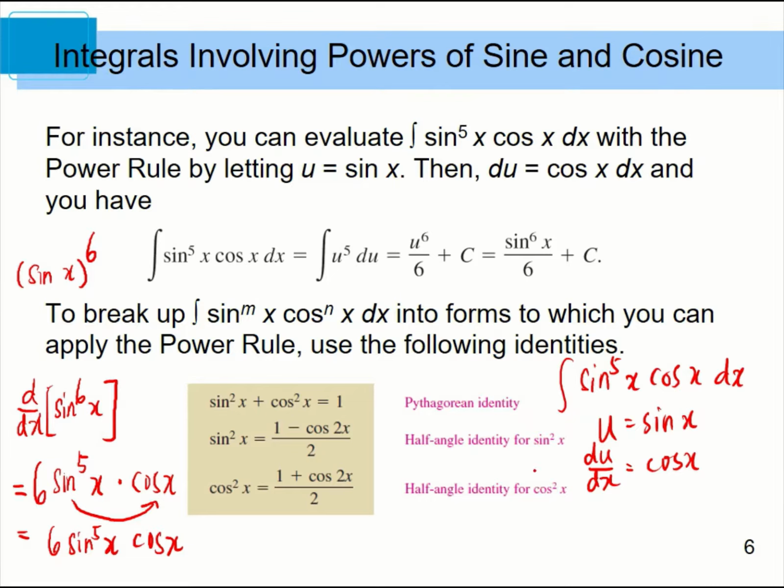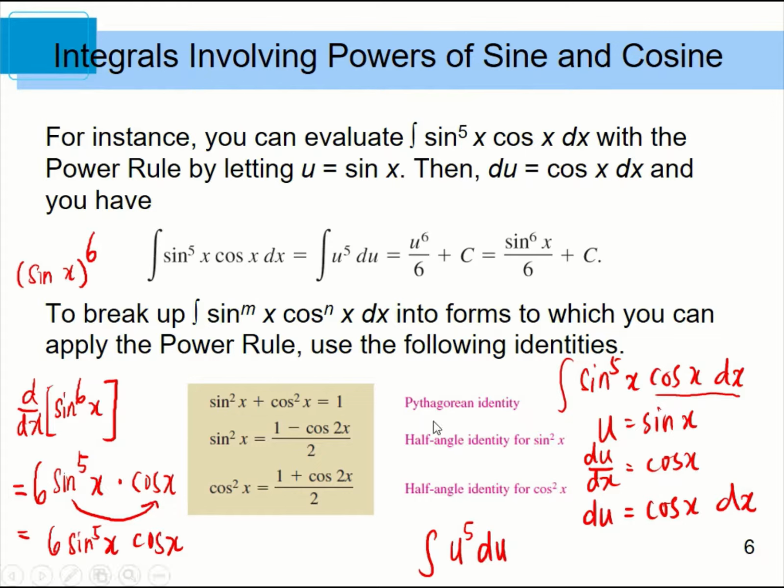Okay, so in this case, the du now will be cos x dx. Now we can replace this with du. So we can rewrite this as an integration. Now the sine x is the u, so we replace this with u to the power of 5. So the cos x dx is replaced with du. So we have a du here, and we can actually integrate from here.